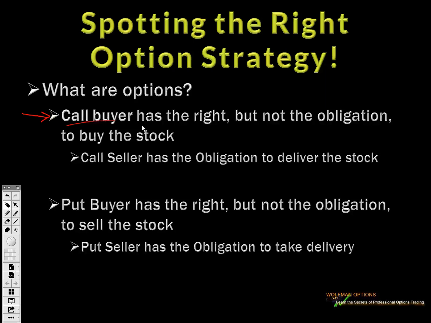All right, the put buyer has the right but not the obligation to sell that stock, all right? So if you bought a put, you have the right, if you wanted to, to sell that stock at that price during the life of that option. Now, the put seller, on the other hand, has to buy the stock at the strike price if the other side of the trade wants you to take the stock away, all right? Or what we used to say, you have the stock put to you, all right?